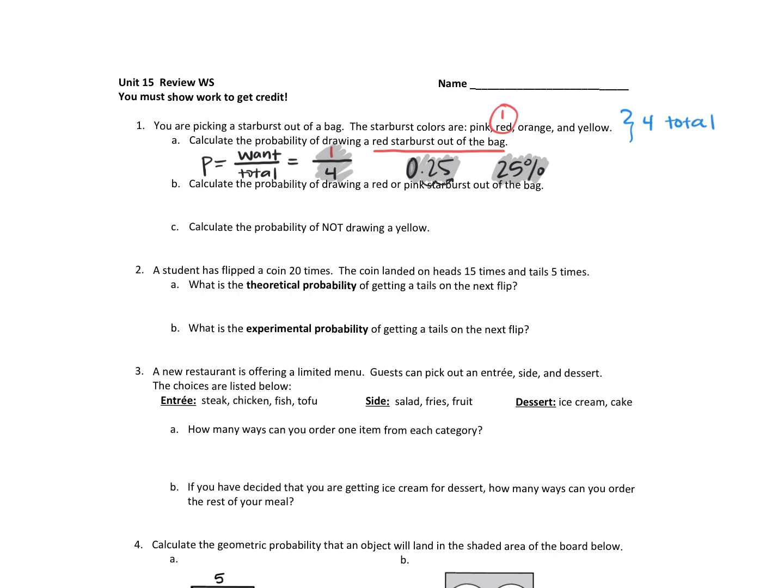The second question here asks for us to calculate the probability of drawing a pink or a red Starburst out of the bag. So I'm going to think of the possible ways that that could happen. Well, either I pick the pink or the red, which means we have 2 favorable outcomes out of the 4 possible outcomes. So we have 2/4 as our probability. That simplifies down to 1/2. As a decimal, that would be 0.5. As a percentage, that would be 50%.